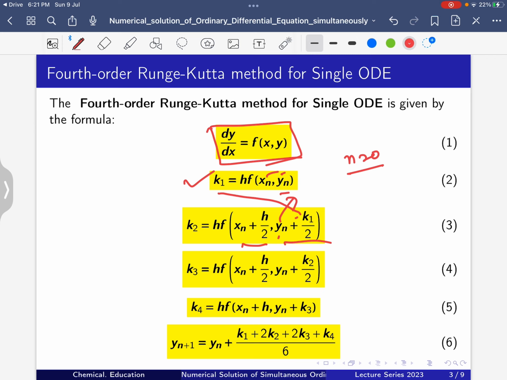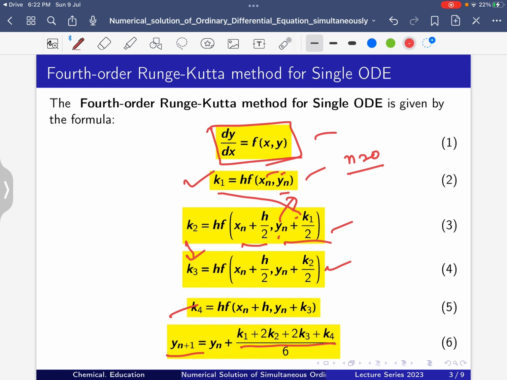After getting k2 we can calculate k3. Similarly after k3 we can calculate k4. So remember this formula already. I solved a first order single ODE problem, so you can check my video. You know how to solve a single first order ODE by using the RK4 method. After getting k1 to k4, we take the weighted average and get yn plus 1, the next step y value, that will be yn plus (k1 plus 2 k2 plus 2 k3 plus k4) by 6. So this is the fourth order Runge-Kutta method to solve a single ODE.